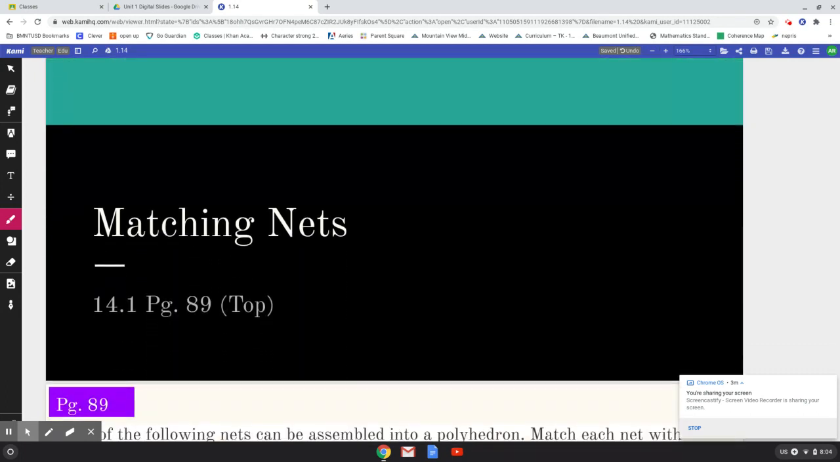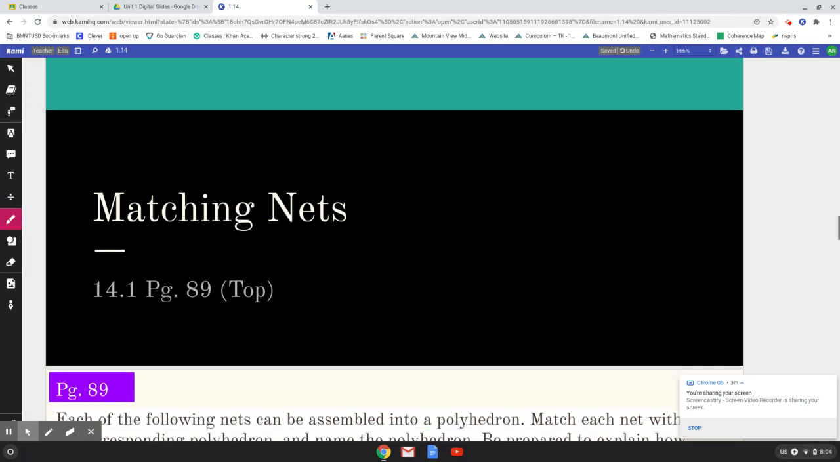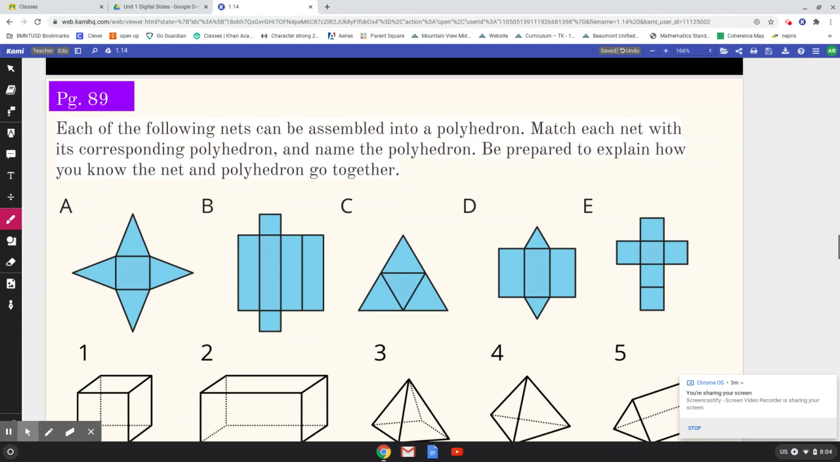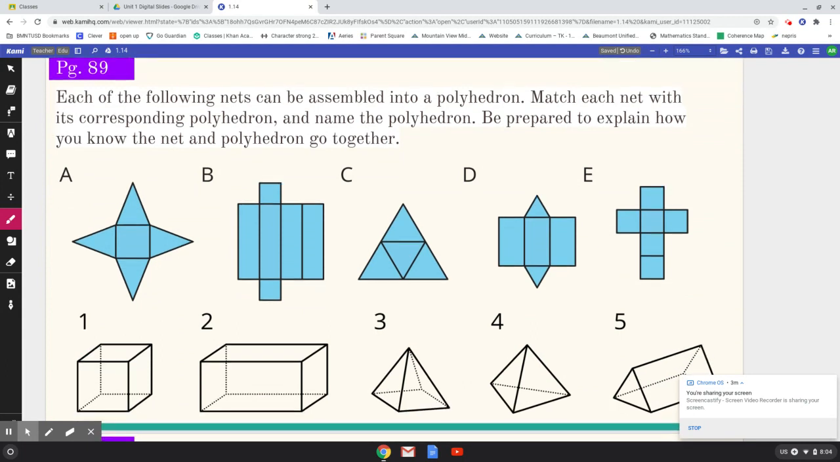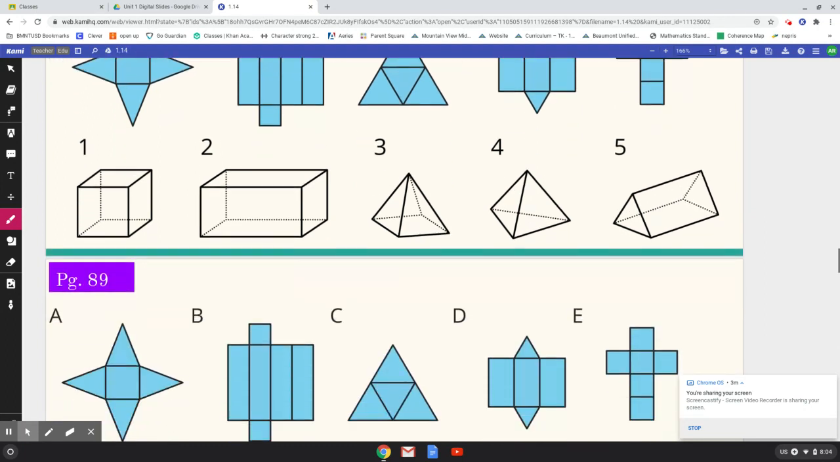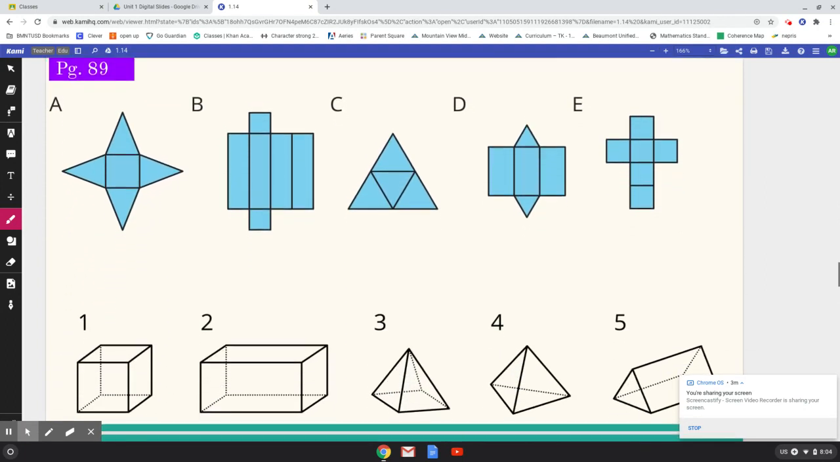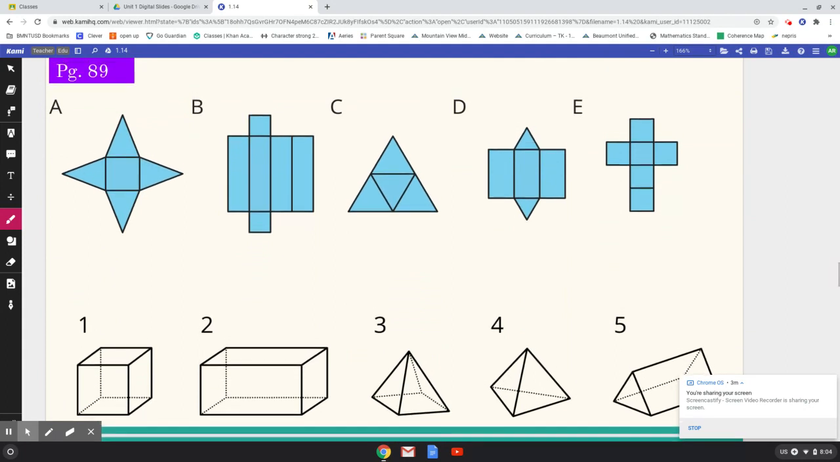So we're going to match nets. So you're in your book and you're on page 89 at the top. And it says each of the following nets can be assembled into a polyhedron. We're going to match each net with its corresponding polyhedron and name the polyhedron. Be prepared to explain how you know the net and polyhedron go together. Okay, so we're just pretty much going to match these. So you're on page 89.